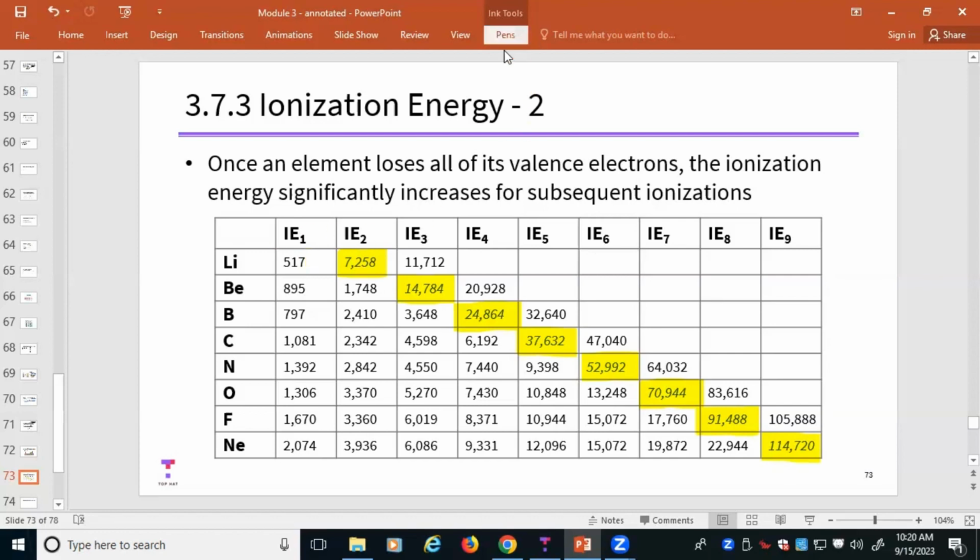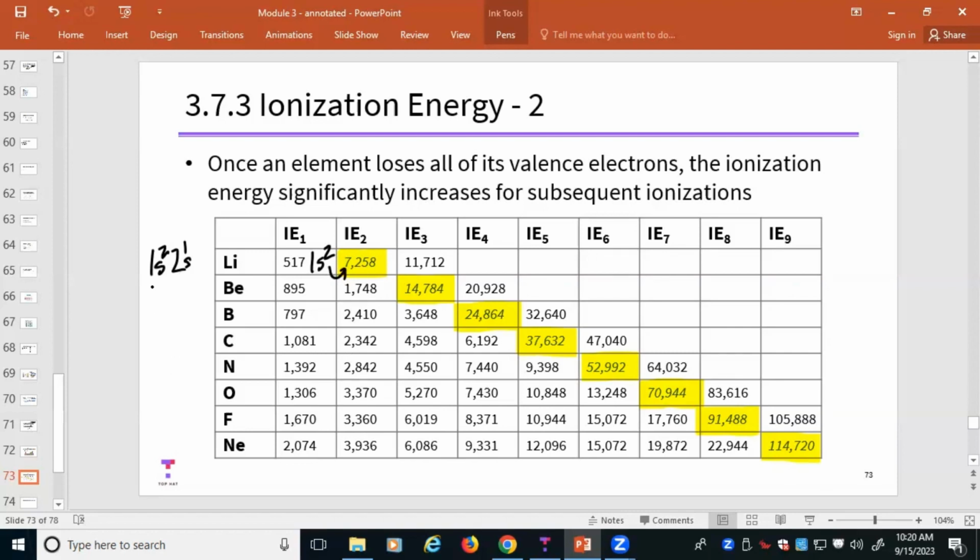So if I look again, from a configuration standpoint, when I remove this first electron from lithium, it was 1s2, 2s1. Now it's just 1s2. And so I'm not stealing from the second energy level now. I'm now stealing from the first. Notice that I've got a big bump in energy as a result.